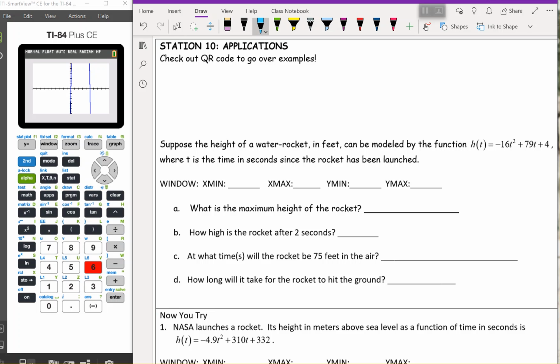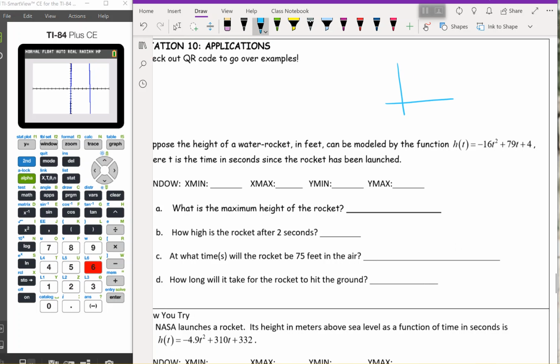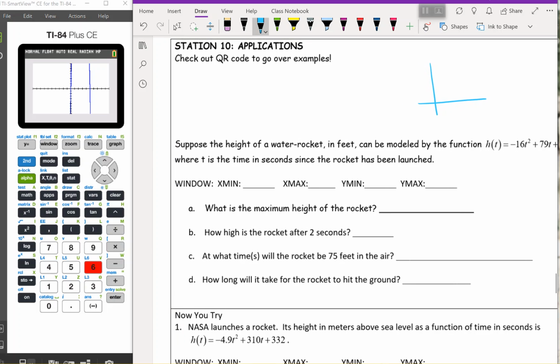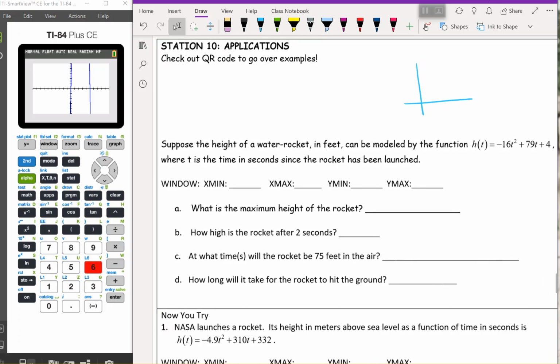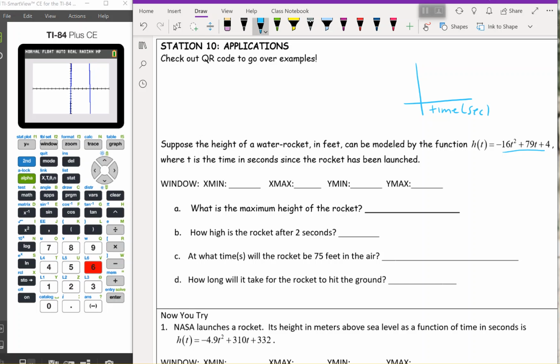So personally, what I do first is I make a sketch of a graph, and I'm going to label my axes. You can tell from this function that since the t's are over here, the t's are on the x-axis. It says that t is time in seconds, and then y is the height. So I'm going to put height here on my y-axis, and that is in feet.